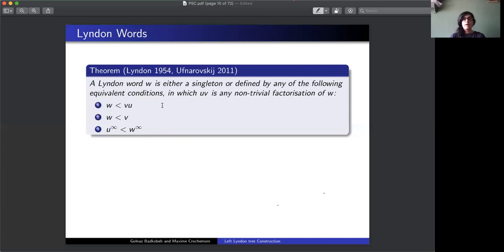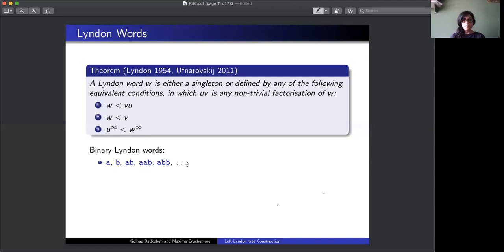So let's look at a few examples. If you look at binary words, these are a few binary Lyndon words. A, because it's a singleton, it's a Lyndon word. Similarly, B is a Lyndon word. Then AB is a Lyndon word. AAB is a Lyndon word, and so on.